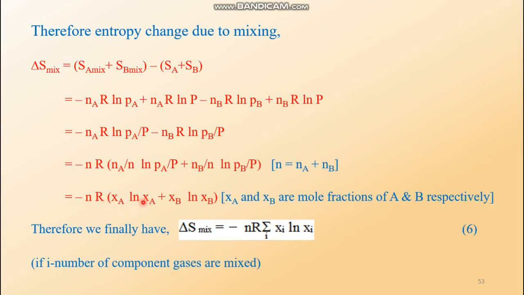Now if there are more than two gases, suppose gas number 1, gas number 2, gas number 3, so this is the summation of X ln X. So if the number is in general written as i, that is the ith component of the gas, it becomes Xi ln Xi, isn't it? So in general, for two or more gases, this expression is actually delta S mix equals minus NR sum over i of Xi ln Xi. Thus we get equation number 6.